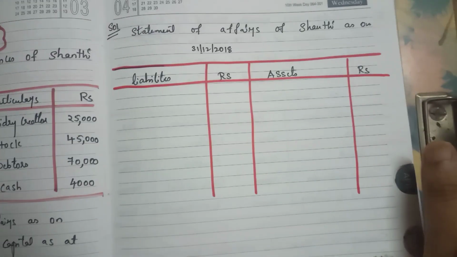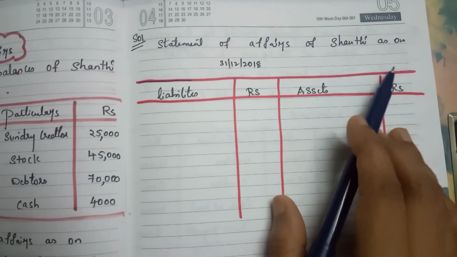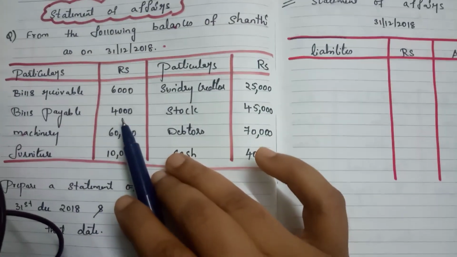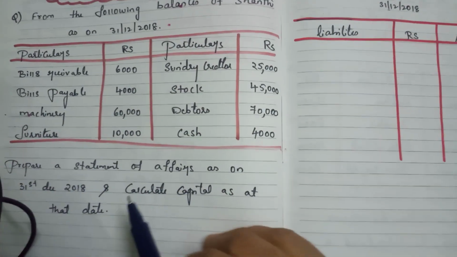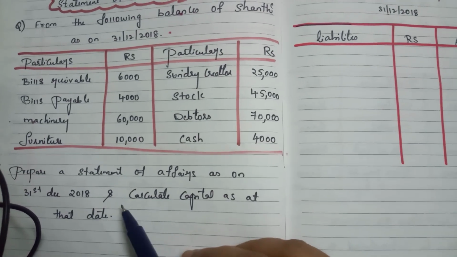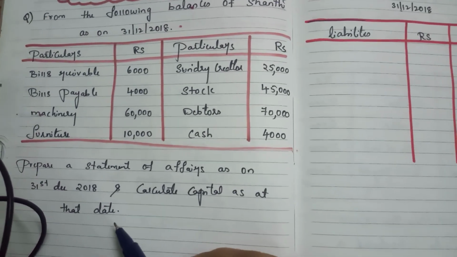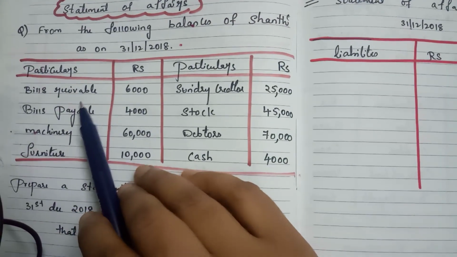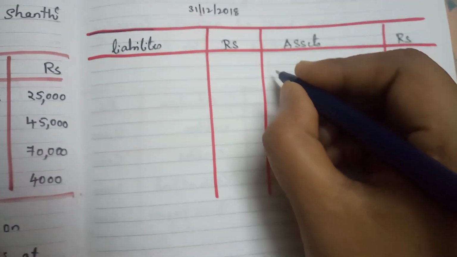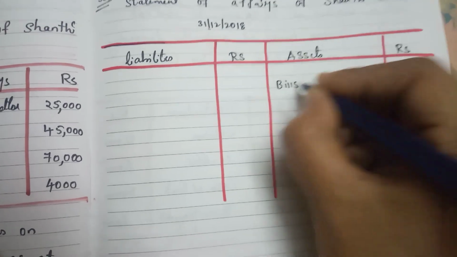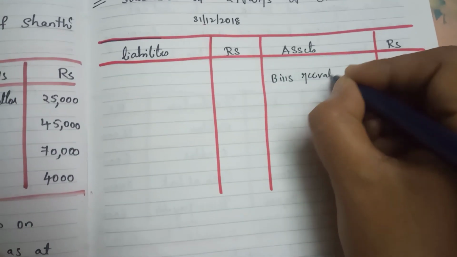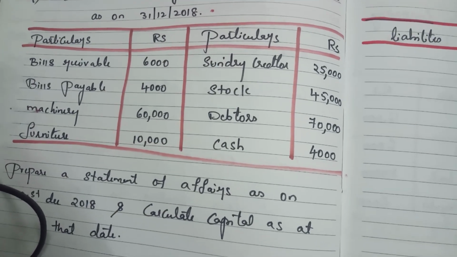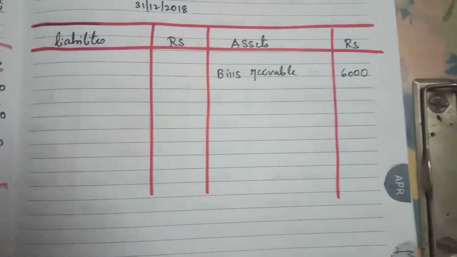So we'll start. First it is the statement of affairs of Shanti as on 31st December 2018. First, what are the items? Just recorded. Here, prepare a statement of affairs as on 31st December 2018 and calculate capital as at that date. So it is asking us to find out only the capital. We'll do it. First, bills receivable. It's an asset. So I'm writing here bills receivable. What's the amount? 6,000.